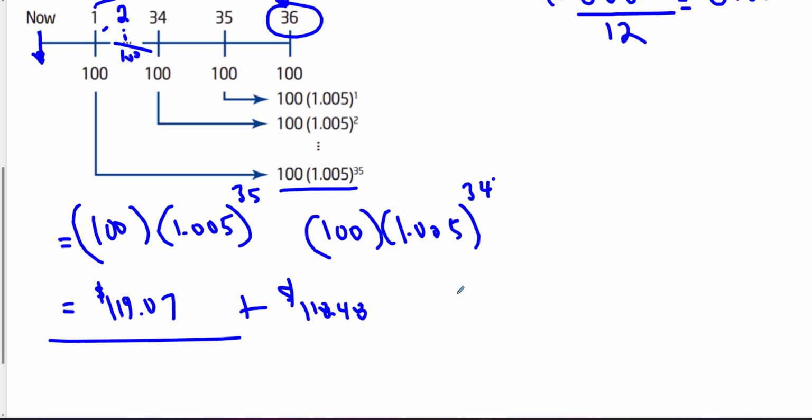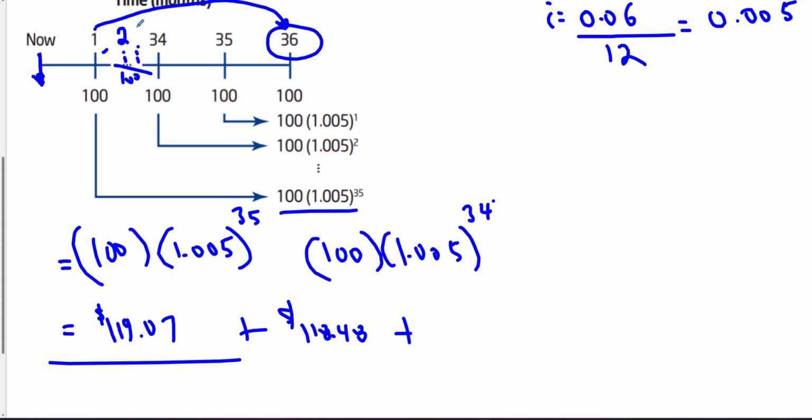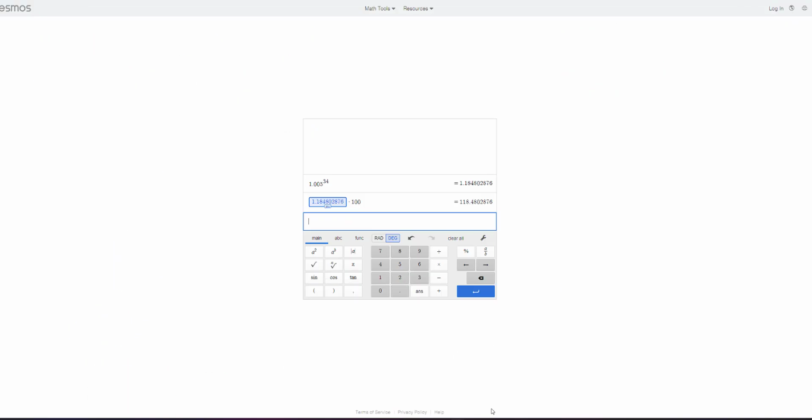That's it. But now guess what? I deposited another $100 at month 3. So now I'm going to have another $100. But now in this scenario, I don't have 35 months or 34 months. I only have 33 months because it's 1 month less than the previous. And that value is going to be $117.89.